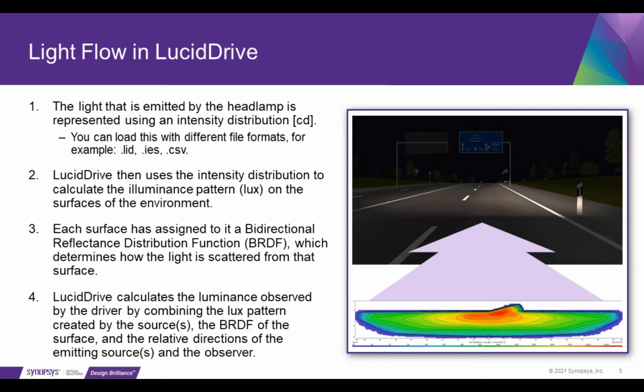LucidDrive then uses the intensity distribution to calculate the illuminance pattern on the surfaces of the environment. Each surface has assigned to it a bidirectional reflectance distribution function, BRDF, which determines how the light is scattered from that surface. LucidDrive calculates the luminance observed by the driver by combining the lux pattern created by the sources, the BRDF of the surface, and the relative directions of the emitting sources and the observer.